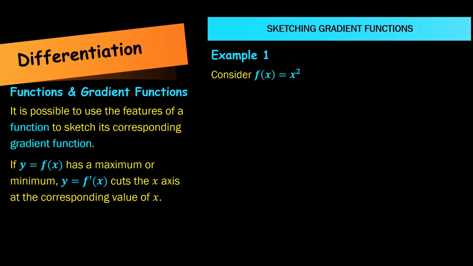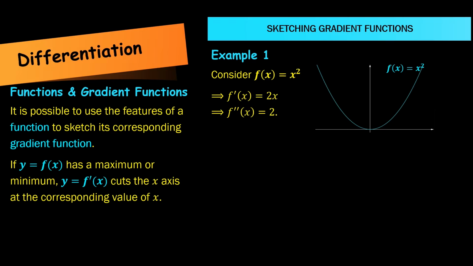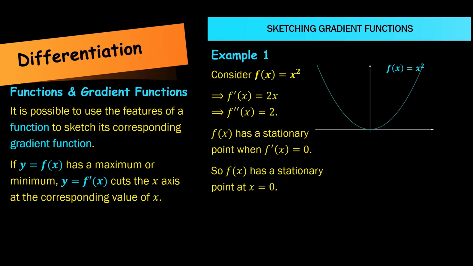Consider f of x equals x squared. Here's a sketch. Now f dash of x equals 2x and f double dash of x equals 2. We also know that f of x has a stationary point when f dash of x equals 0. Therefore, f of x has a stationary point at x equals 0.